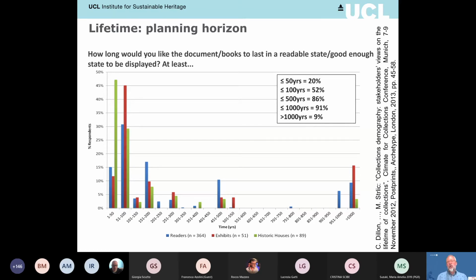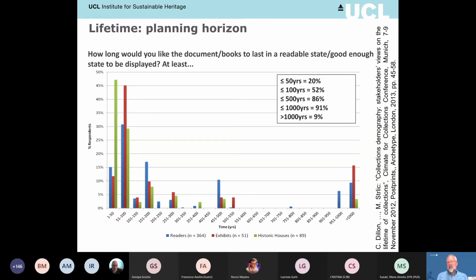There is a very, very small group of respondents who wanted books to be kept forever, and of course, chemists among us will know that that is just not possible due to fairly basic thermodynamic laws. However, what this plot tells us is that there is a planning horizon that would satisfy approximately 90% of the general public, and that's about 500 years. And there's a planning horizon for long-term preservation that would satisfy about 50% of the general public, and that's about 100 years. Now, these are decisions that need to be taken by curators, collection managers and heritage institutions themselves on the basis of evidence provided.